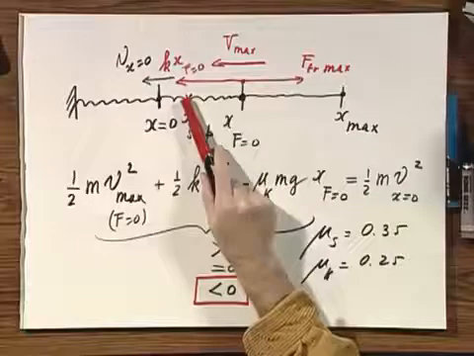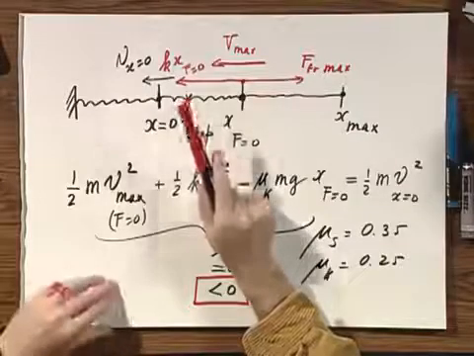Now, we'll go a little further. This is the kind of problem that could easily be asked at an exam. Where will it stop? I now want to know precisely the position where it stops. I know it's on the right side of x equals 0. It will stop here. What is that location? Again, energy considerations.